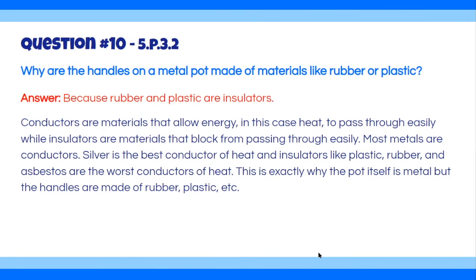Conductors are materials that allow energy, in this case heat, to pass through easily, while insulators do the opposite. They're materials that block heat from passing through as easily as conductors. Most metals are conductors. Silver is the best conductor of heat, and insulators like plastic and rubber are the worst conductors of heat. This is exactly why the pot itself is metal, but the handles are made out of rubber or plastic.